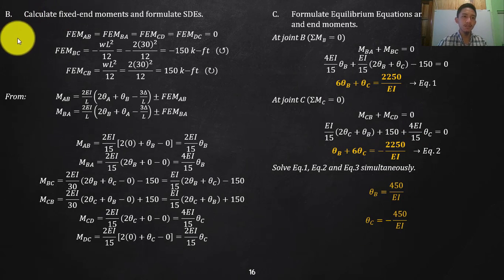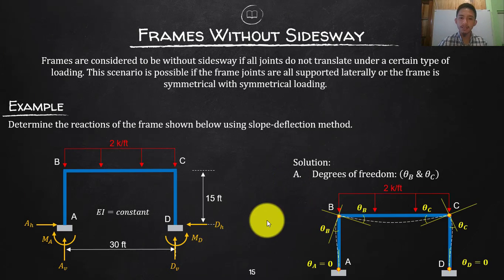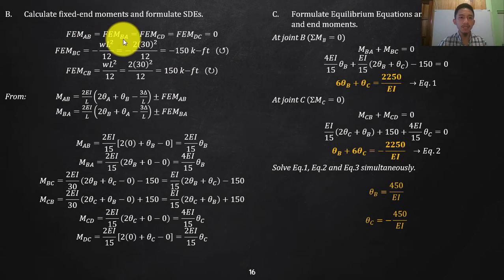So now, step B is to calculate your fixed end moment. If you go back here and cut your members separately, there is no loading in your AB and there is no loading in your CD. Therefore, your fixed end moments on AB, BA, CD, and DC are all 0. There are no member loads.